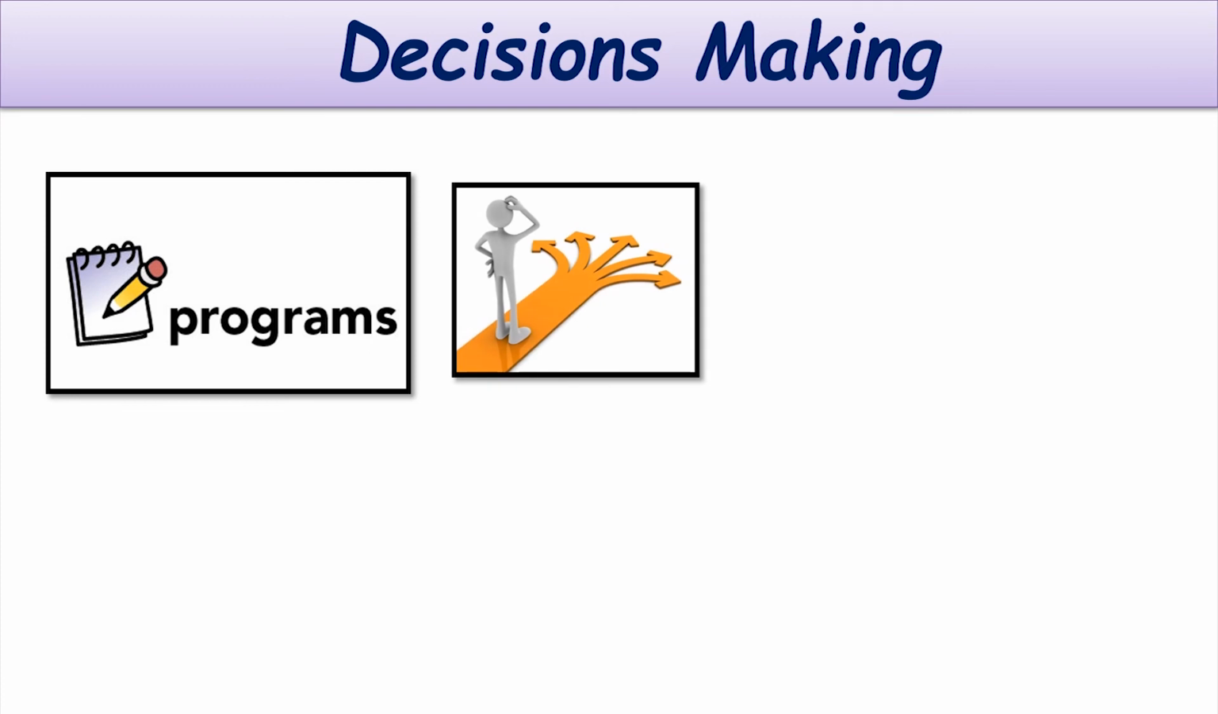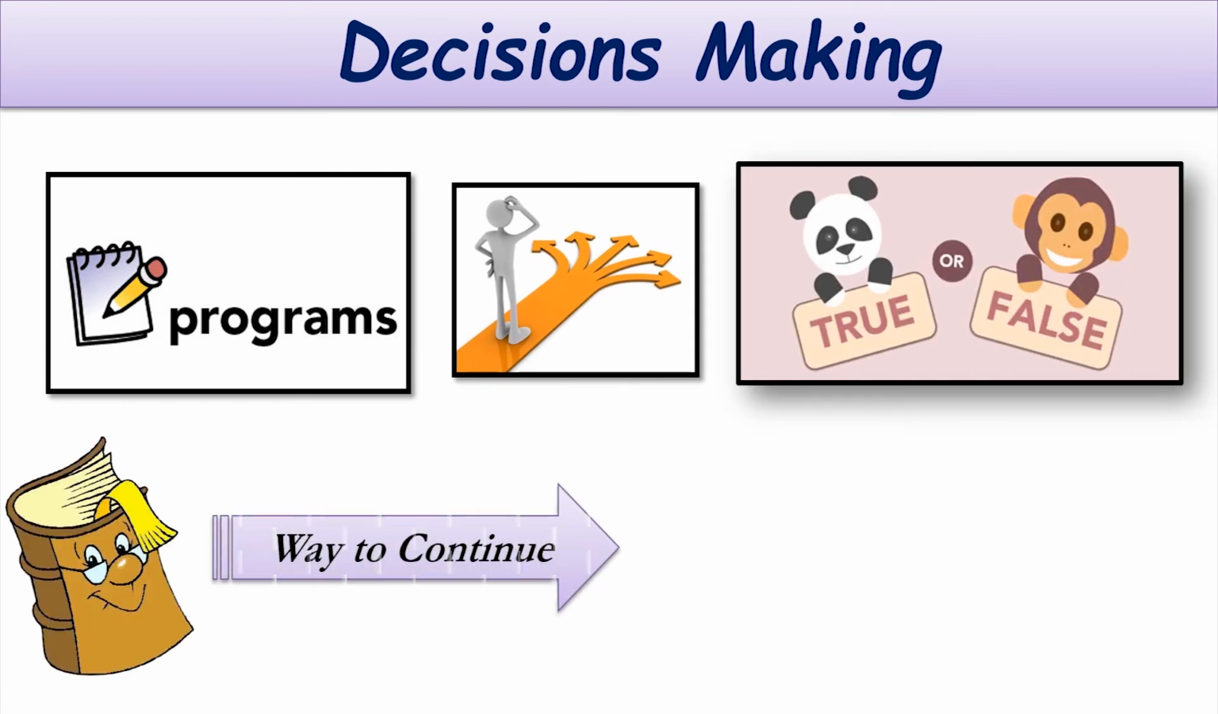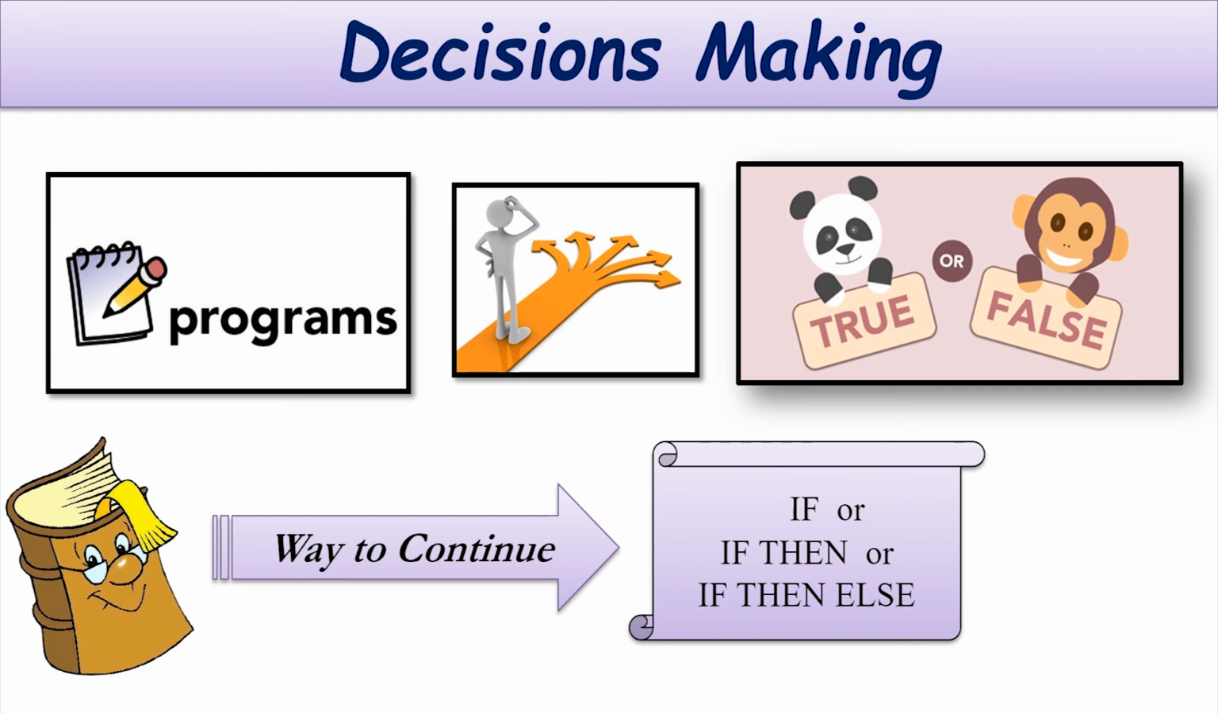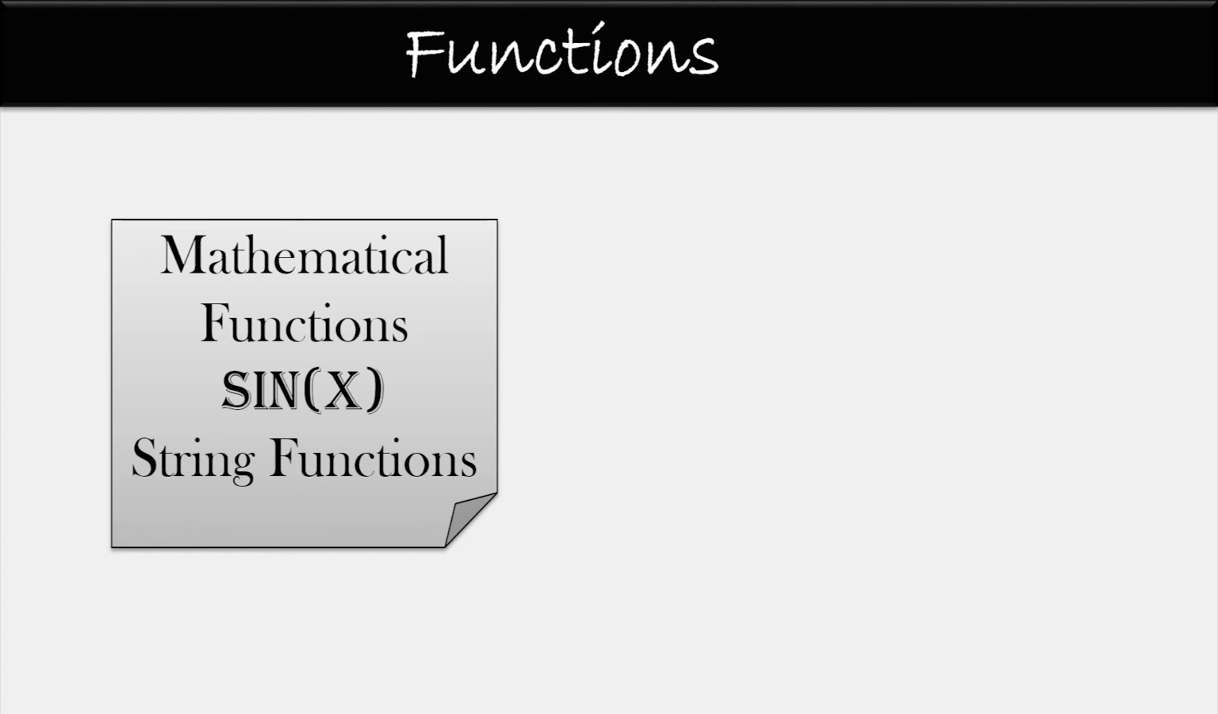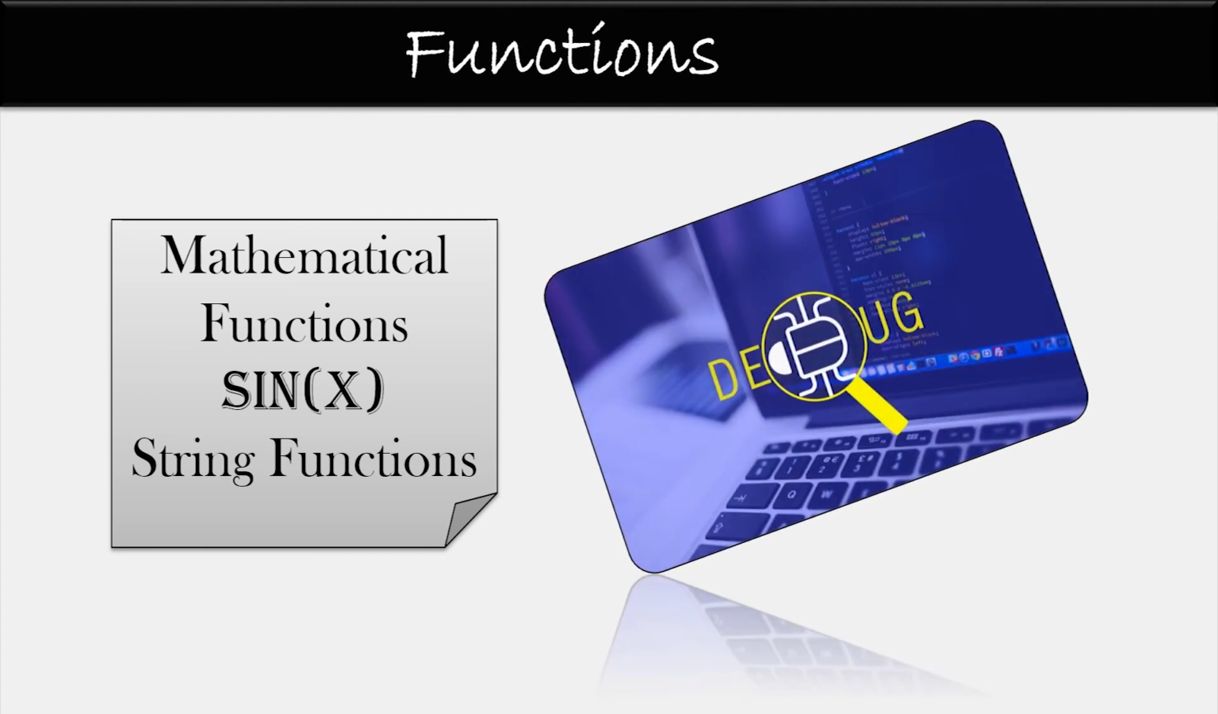In decision making, a program often needs to decide whether something is true or false in order to see which way to continue. For this process, we often use if, or if-then-else statements to show a decision. For functions, sometimes we need to write some mathematical functions such as sin x, the sine value of x, or string functions such as the total length of strings, etc. Finding bugs and then removing them means to debug, which basically tries to run a program without mistakes. This whole process is called debugging.